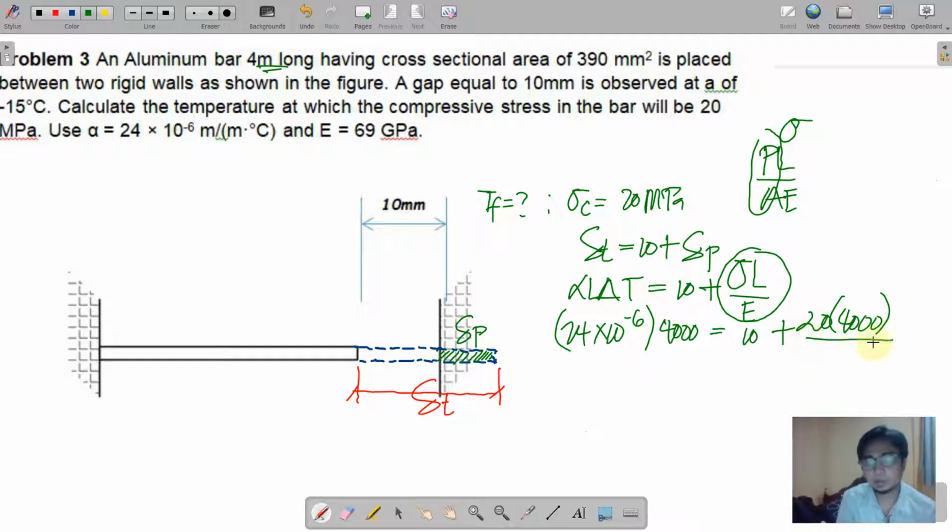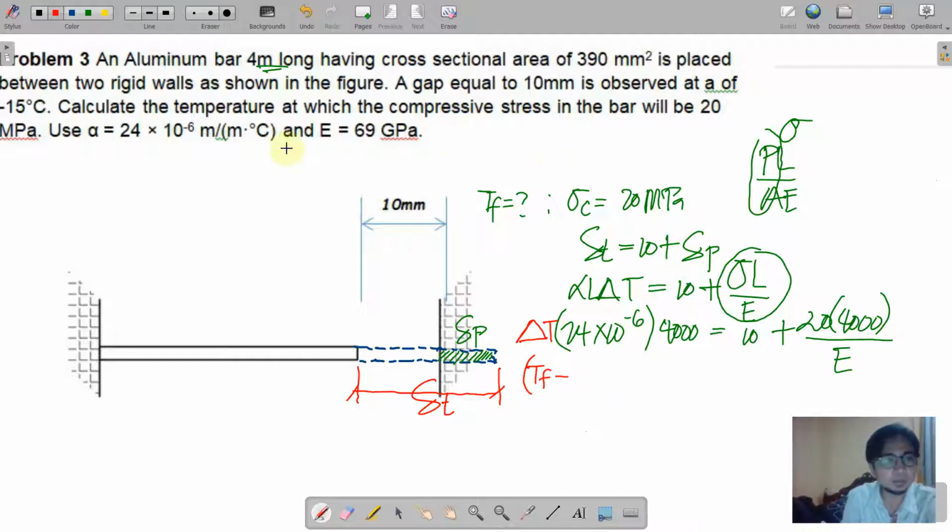All over E. By the way, kulang pala to ng delta T. So it should contain here a delta T. So this is alpha, this is L, and we should place here our unknown delta T. So by and by we will expand this. So delta T is actually the final temperature, which is the unknown, less the initial temperature.